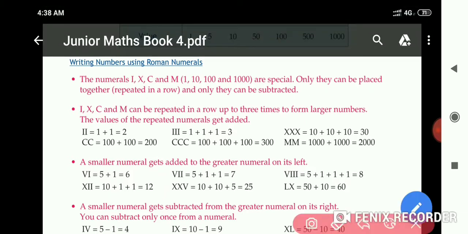See here, if we have to write 2, then 1 plus 1 equals 2, so 2 will be written like this. If we have to write down 300, then 3 times we can write C. 1000 plus 1000 is 2000. If we have to write down 6, then 5 plus 1 equals 6, so after 5 we will add 1 like this. By this we can write down the Roman numbers.